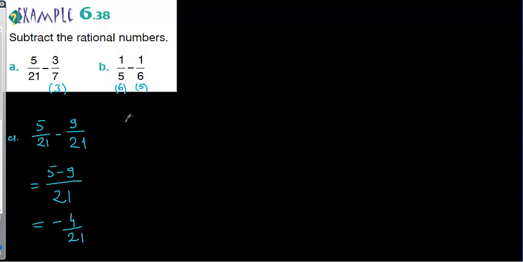Okay, then for the B1, 6 times 1 is equal to 6. 6 times 5 is equal to 30. And 5 times 1 is equal to 5. 5 times 6 is equal to 30. So the result is 6 minus 5, which is equal to 1 over the common denominator, always. We are going to keep that one.